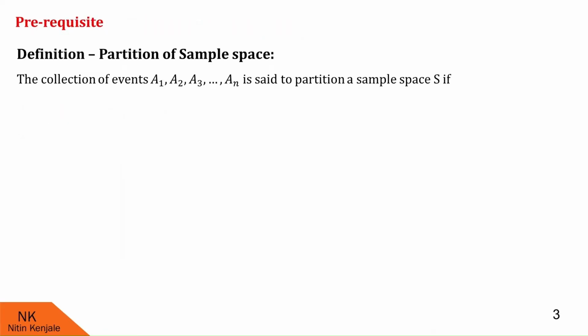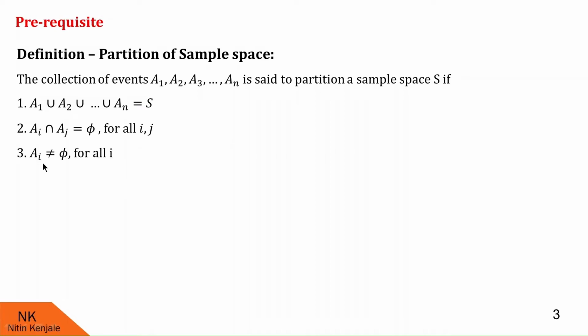Partition of sample space is the collection of events, say A1, A2, A3 up to AN, such that union of all these Ai's is the entire sample space. All events Ai's are disjoint. That means intersection of Ai and Aj, where i is not equal to j, is always empty. And finally, all Ai's should be non-empty for all i.